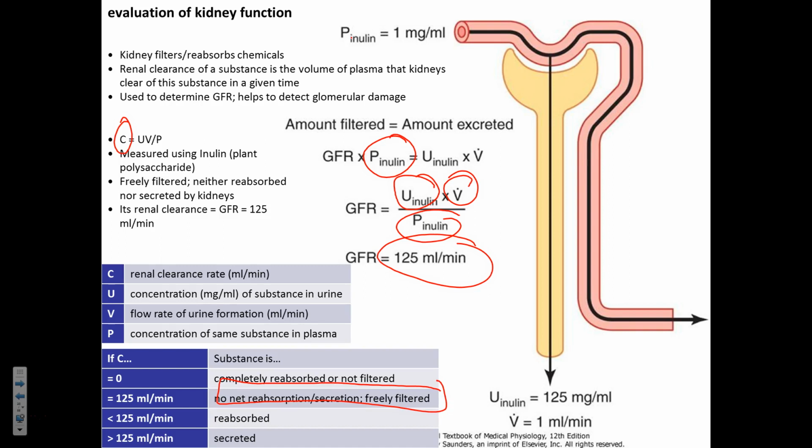Now, inulin can be used, it's a carbohydrate, a plant carbohydrate, which is not toxic and can be used as an external marker to evaluate glomerular filtration rate in people. You basically can feed a person with inulin, take a blood sample, take a urine sample. Does that make sense?